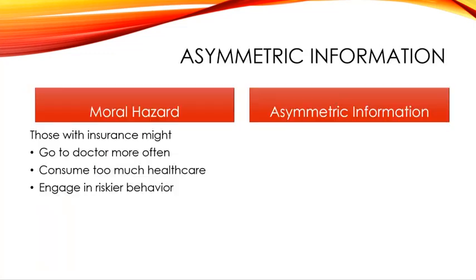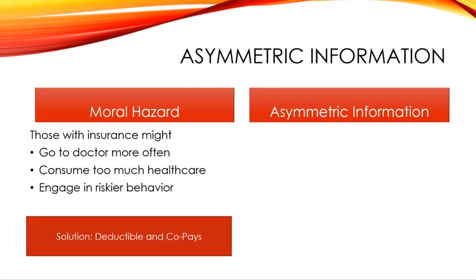And so we talk about asymmetric information. The issue with moral hazard is that those with insurance might go to the doctor more often, might consume too much healthcare, or might engage in riskier behavior. And so there's an easy solution for this, and that is the deductible and copays. By having the deductible, if you go to the doctor too often, then you have to pay more money out of pocket. And so it's trying to disincentivize those individuals from going to the doctor too much. Copays are the same way. Every time you go to the doctor, you pay $40. For me personally, there are many times where I don't want to pay my $40 copay, so I actually won't go to the doctor for smaller things.